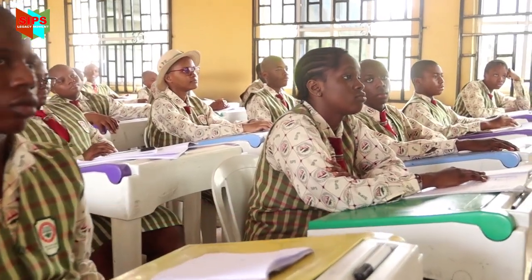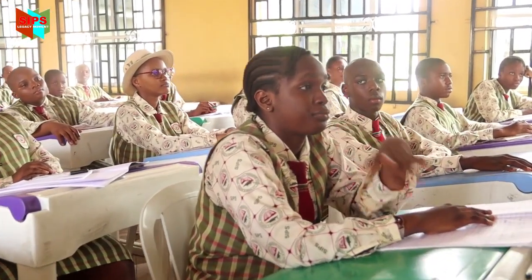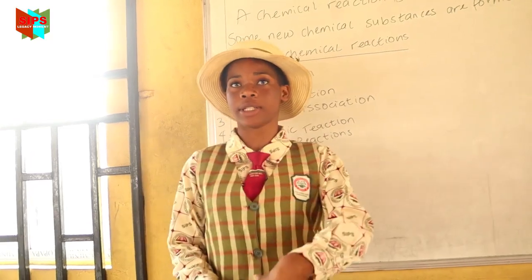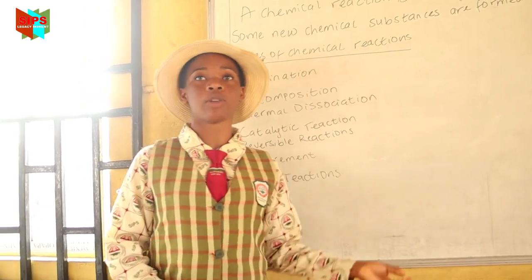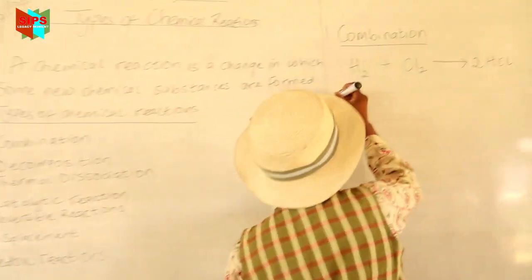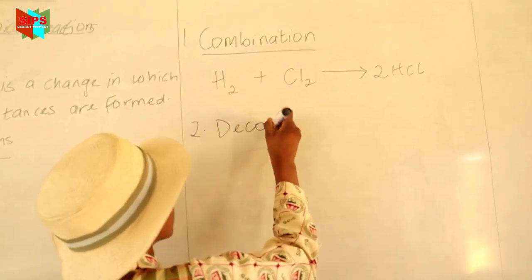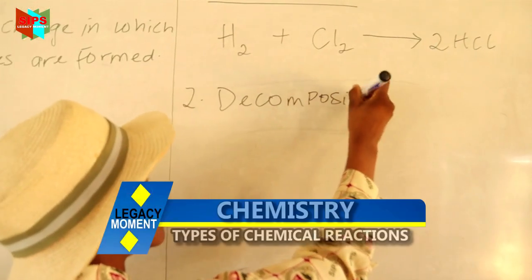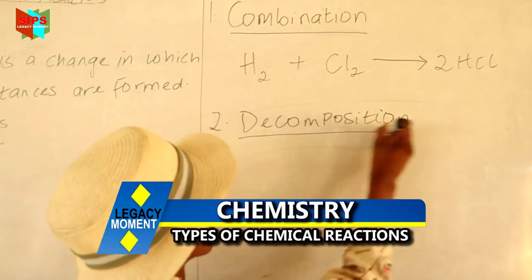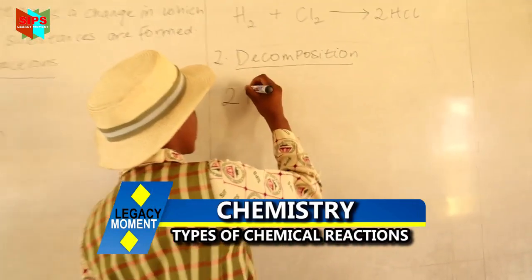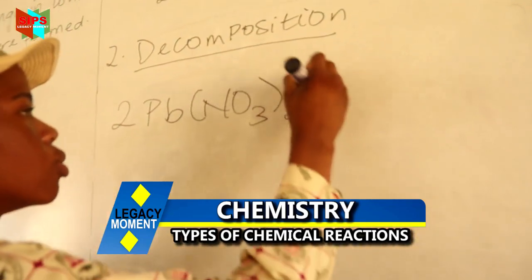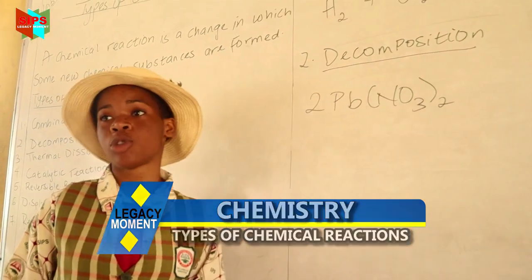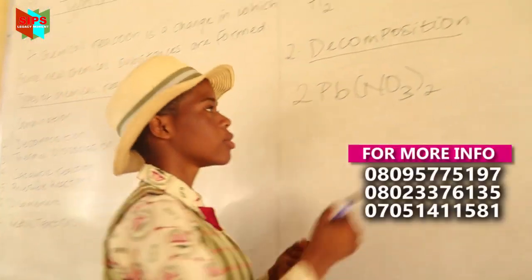Then we have decomposition reaction. In decomposition reaction, a bigger substance breaks down to form two smaller substances. Now, when heat is required for decomposition to occur, it is called thermal decomposition. For example, the decomposition of lead(II) trioxonitrate(V) salt. Since it is thermal decomposition, what do you require? Heat.